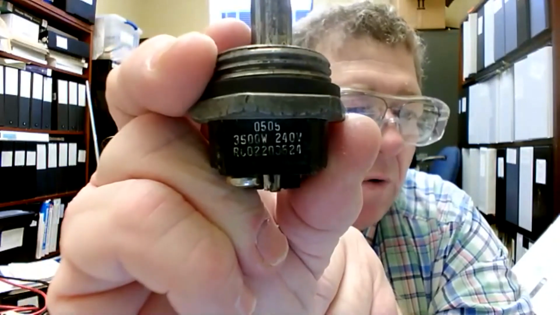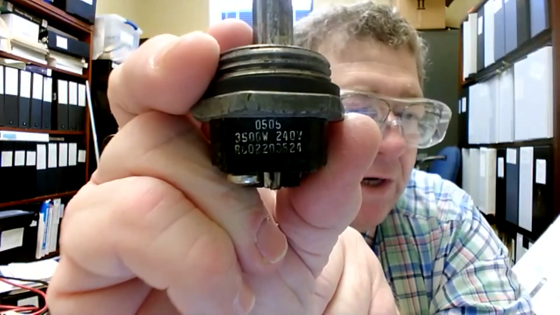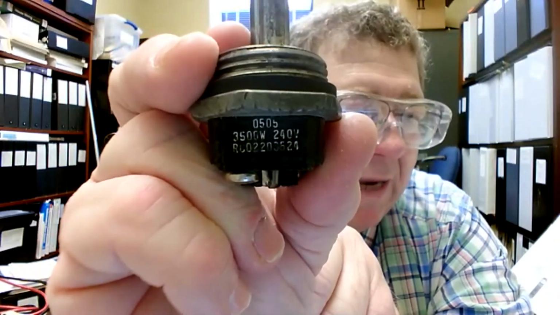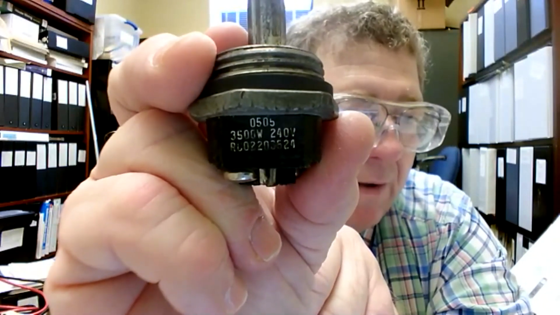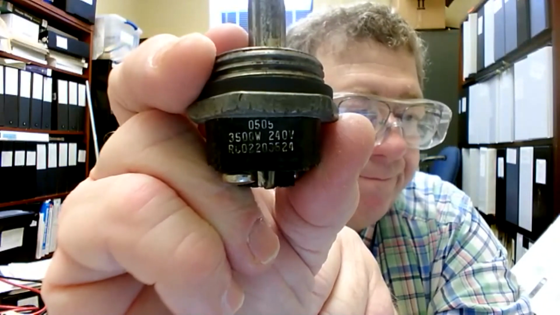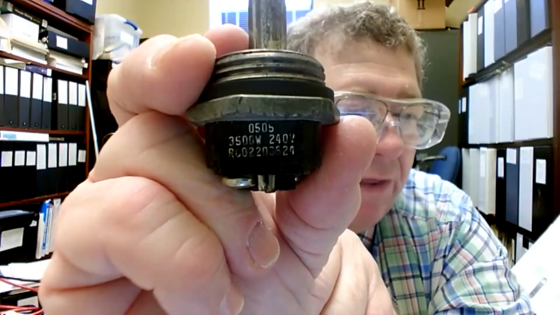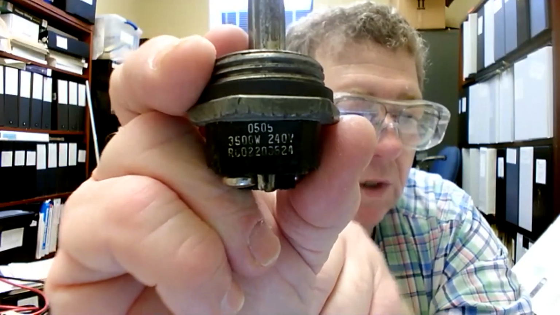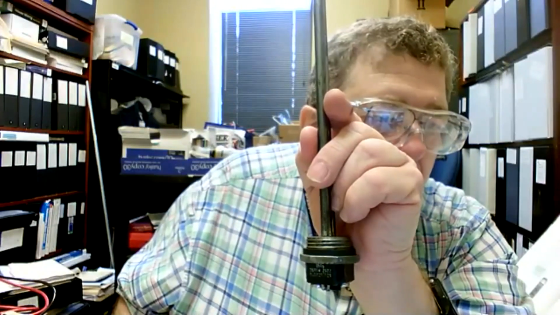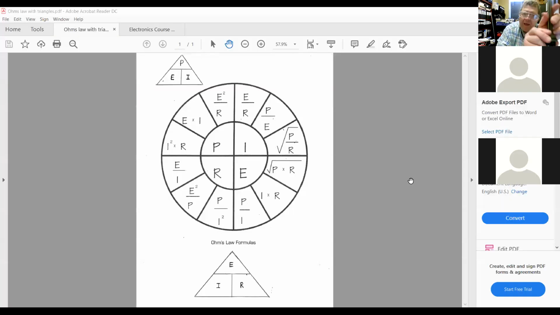Let's use Ohm's law, and I would like for you to tell me how much current, how many amps really, should flow through this heater element when it's hot. So we're given the wattage and we're given the voltage. Now, I'm going to put up the Ohm's law chart at the same time, and so we're going to try doing this at the same time here.